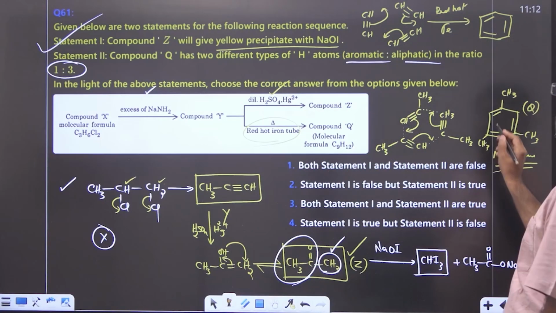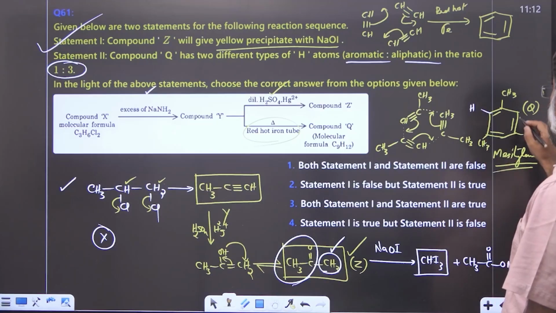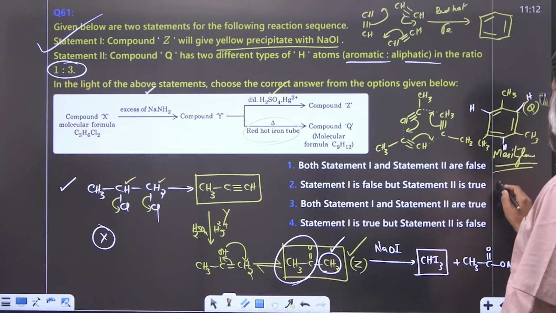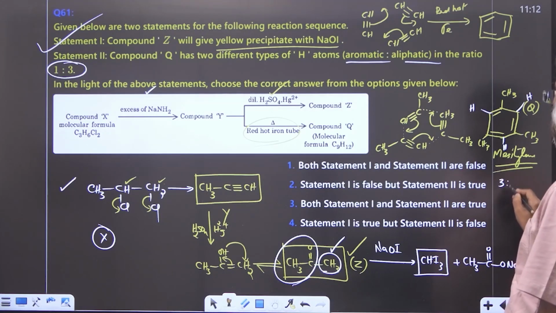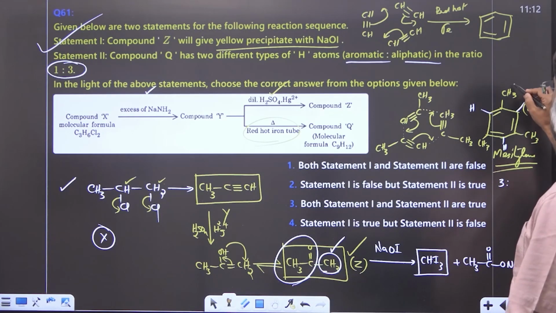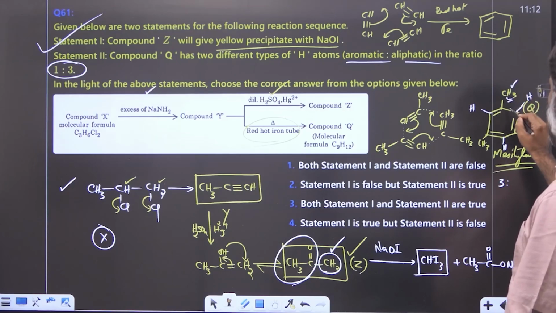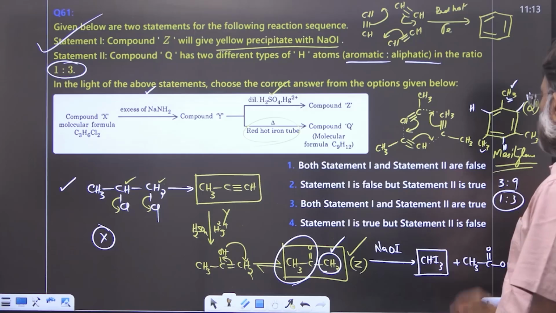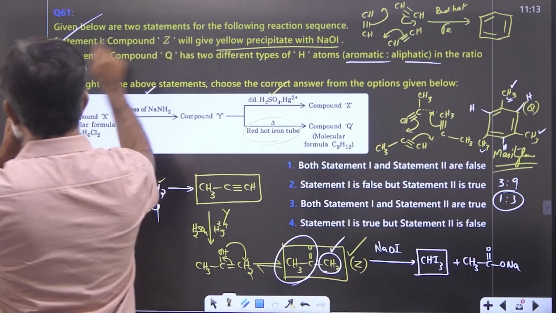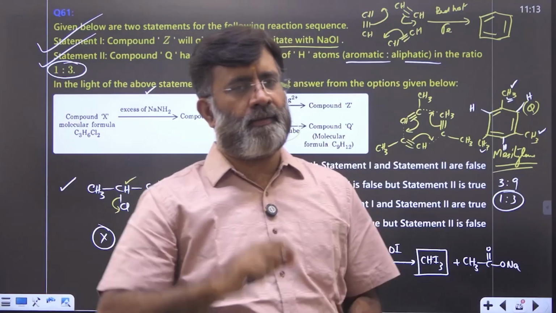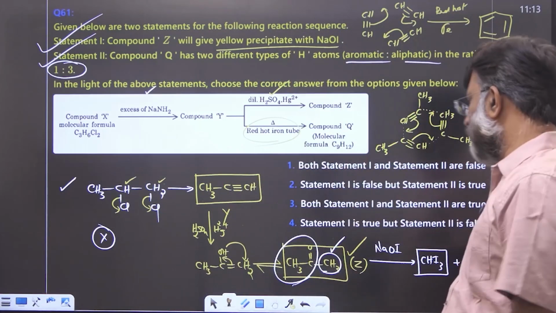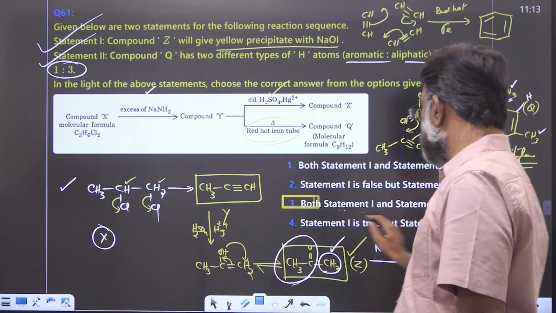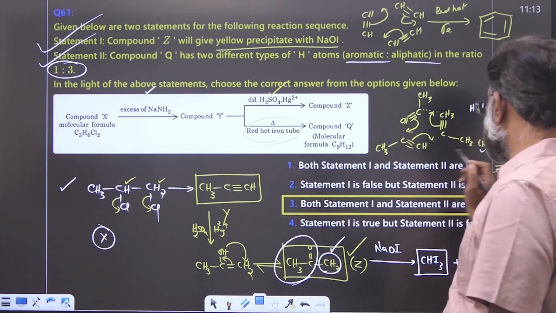Let's verify. Here you have aromatic hydrogen, here you have aromatic hydrogen, here you have aromatic hydrogen. So aromatic hydrogen is 3, and aliphatic hydrogen is 3 plus 3 plus 3, that is 9. So it is 1:3. That is also correct. So statement 2 is also correct. Statement 1 correct, 2 correct. Excellent question. Both are true. The third statement is the correct answer.